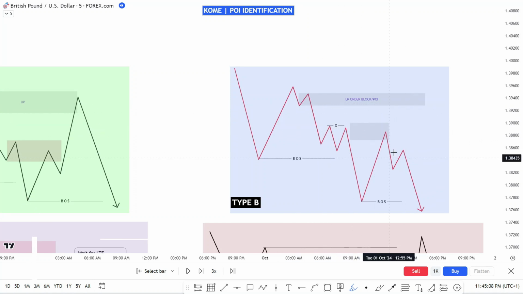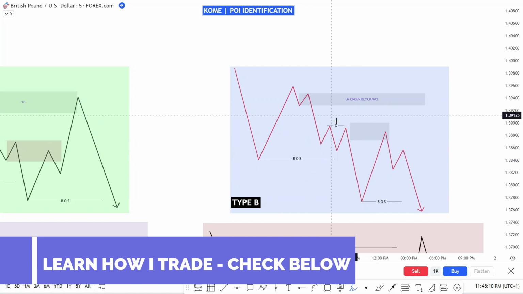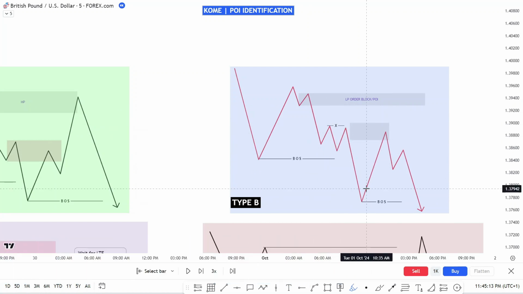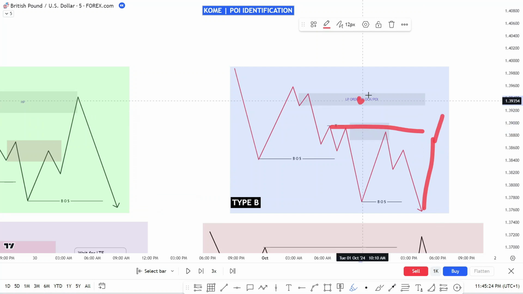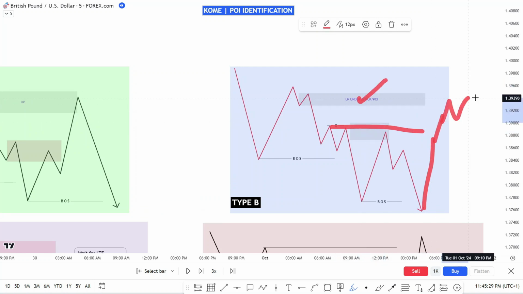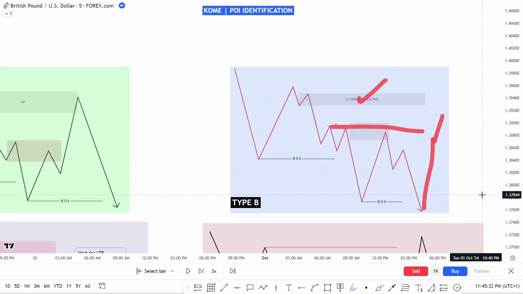So in this case, let me just explain this before we move on. Once this happens, what we need to do is this. We must wait for inducement. So where becomes our inducement? This one. So this whole zone will be violated. This is our liquidity, so this automatically becomes a strong point of interest for us. So we look for entries there and trade in the intended direction.